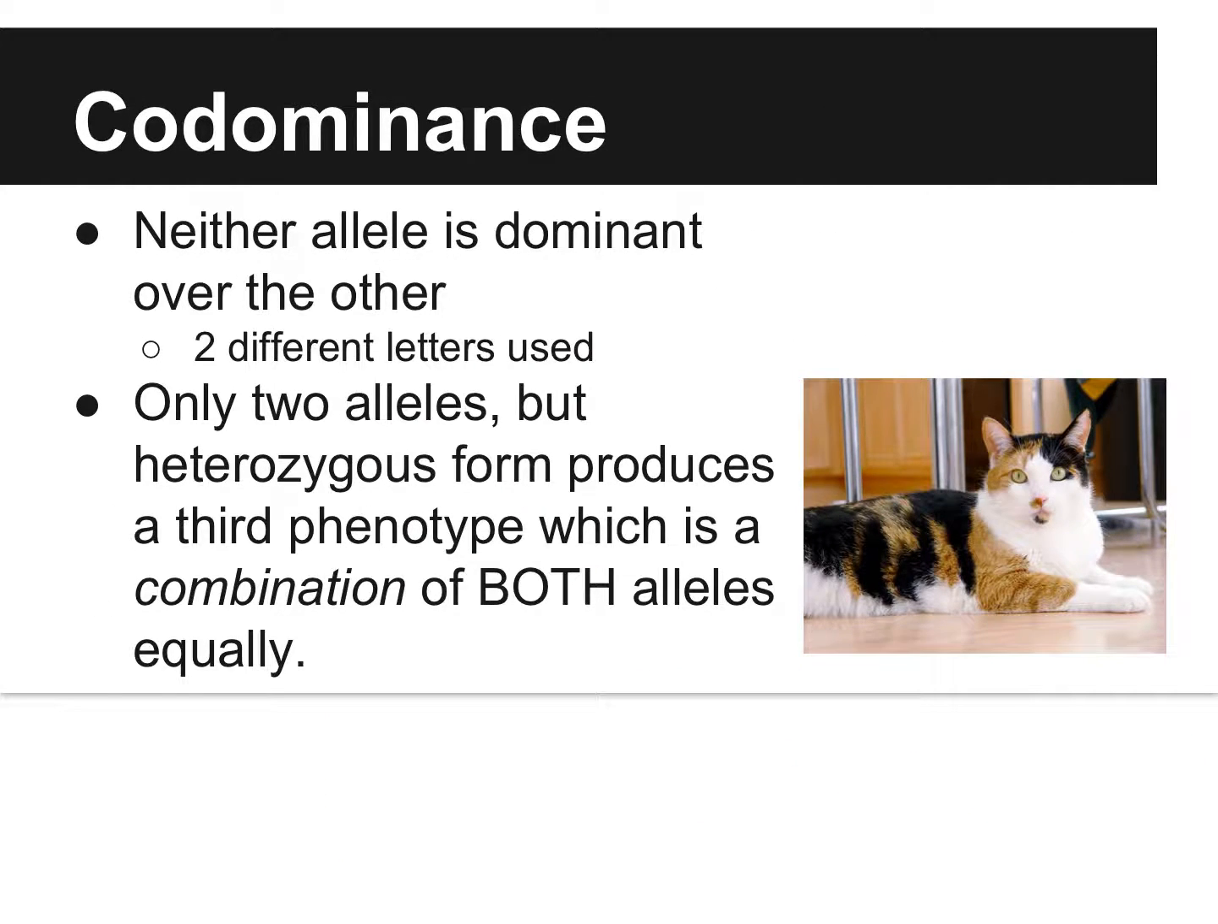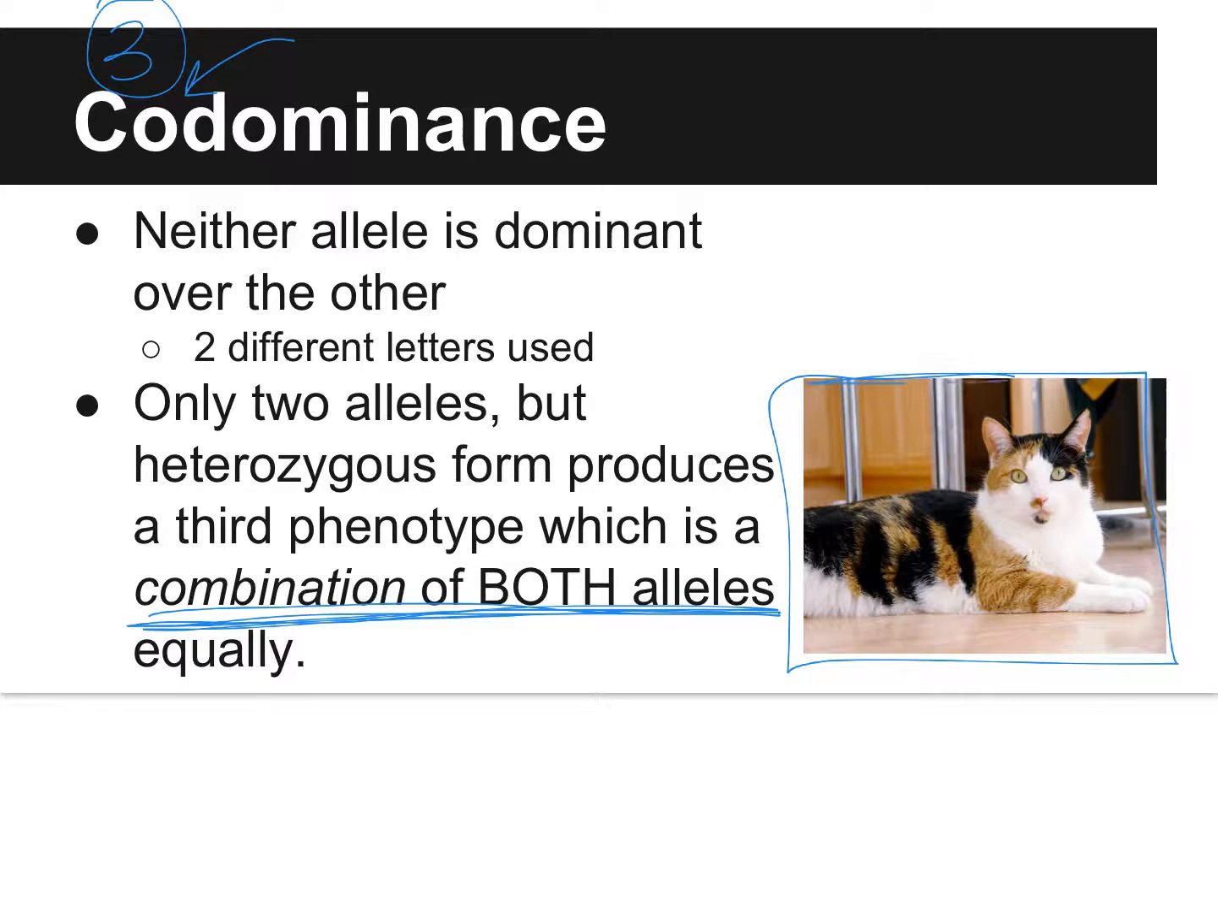Okay, so our third one, codominance. Co usually means like you share something with each other. So again, with these alleles, neither of them is dominant over the other, but we still have 2 different letters. This time, however, we produce a third phenotype that shows both of them in the phenotype. Co means both show up. Codominance, both show up. Calico cats are a great example of codominance.